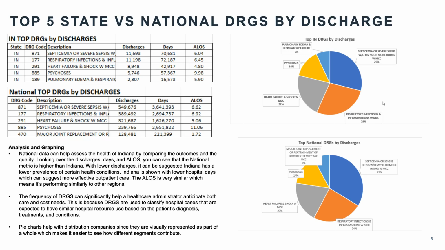The frequency of DRGs can significantly help a healthcare administrator anticipate both care and cost needs. This is because DRGs are used to classify hospital cases that are expected to have similar hospital resource use based on the patient's diagnosis, treatments, and conditions. Pie charts help with distribution comparisons since they are visually represented as part of a whole, which makes it easier to see how different segments contribute.